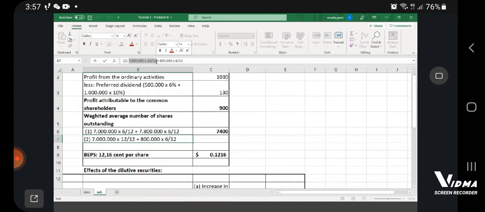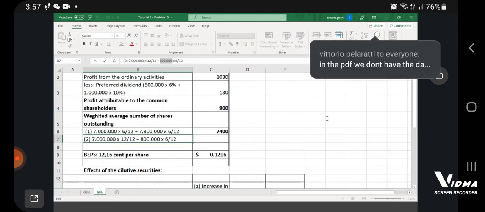So they are outstanding for the whole year round, whereas the 800,000 shares that I issued on 30th of September are outstanding only for the 6 months. They were issued in September and until the end of the year. That means that they are 6 months outstanding. Remember that for this company, the end of the year is 31st of March of the next calendar year, okay? So this is why they are outstanding for 6 months only.